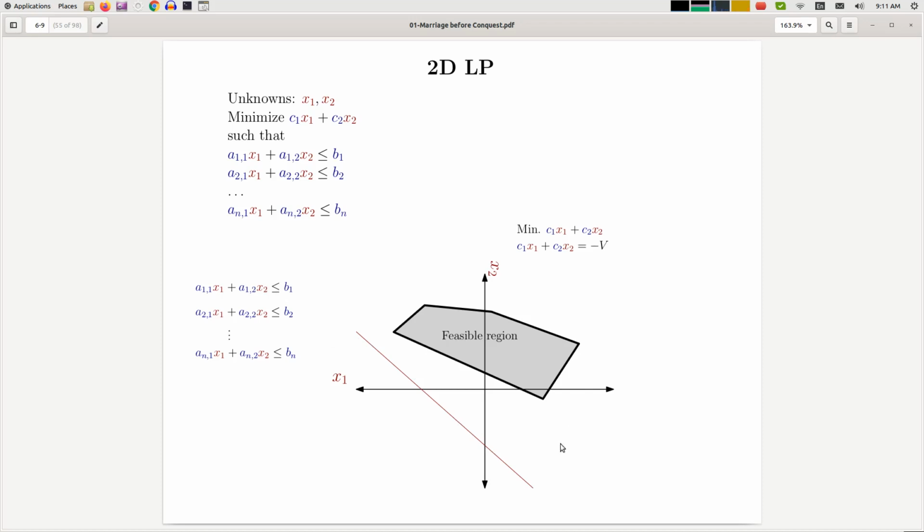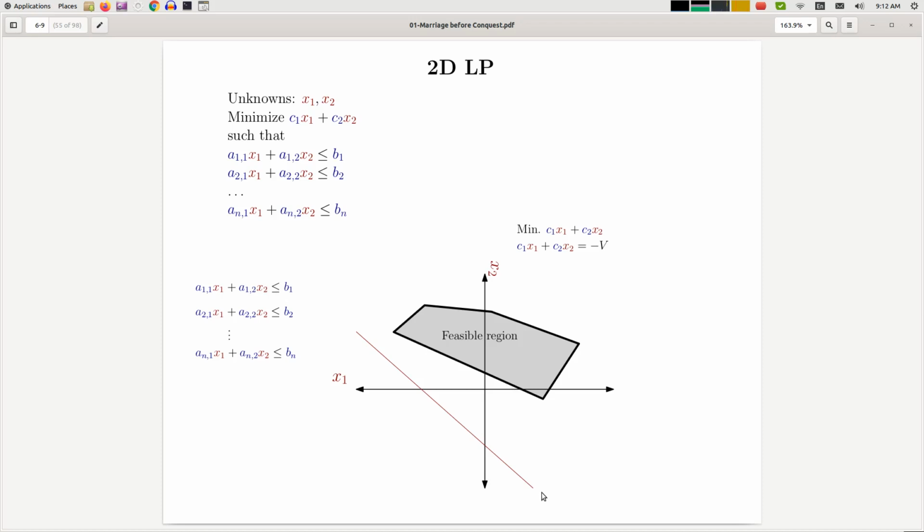And let's assume that this minus v is too small, that there is no feasible point. In other words, that's not the answer. The answer should be larger than minus v. If I want this function to be as small as minus v, this line does not intersect the feasible region, so therefore the answer is not minus v. So I try something bigger.